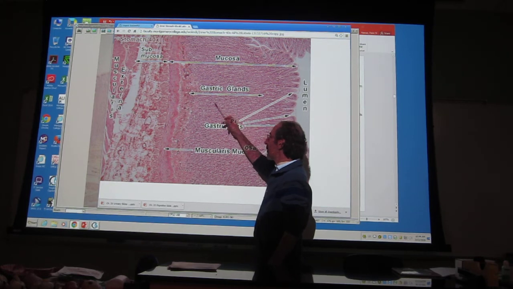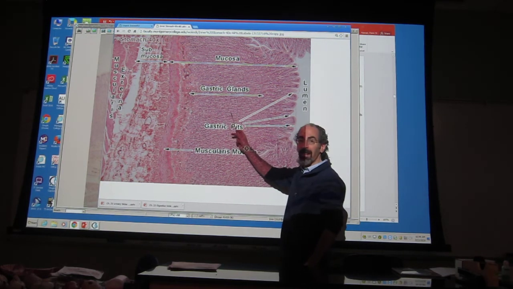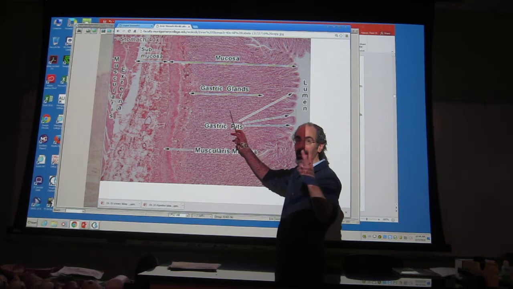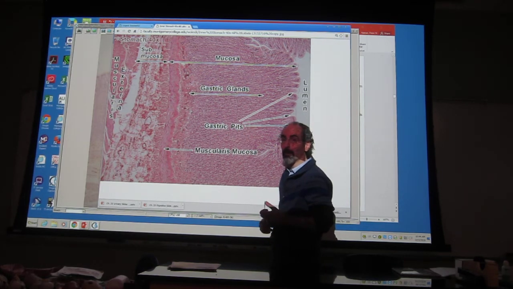We don't really see the parietal and chief cells here. They're not very distinct on this slide, but there's a second slide that we will bring up that shows them a little more distinctly.